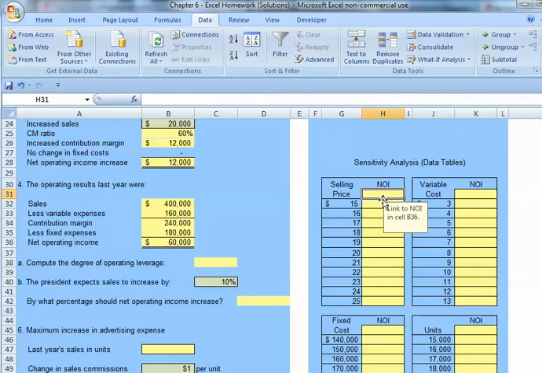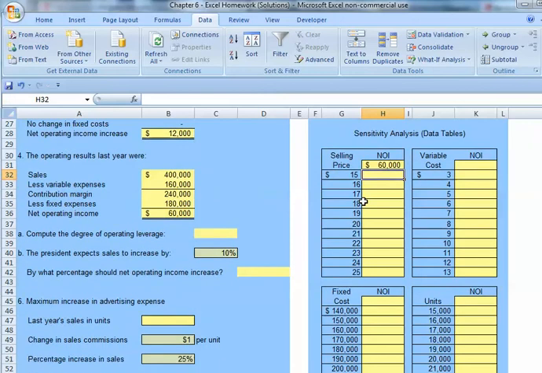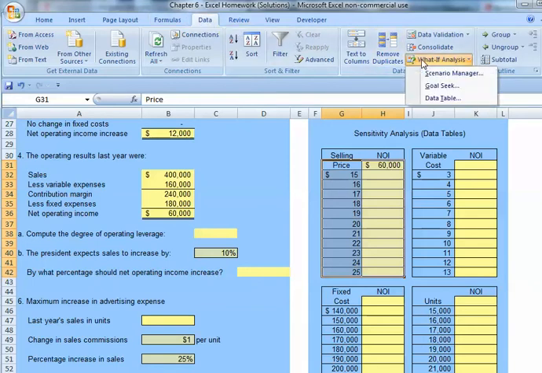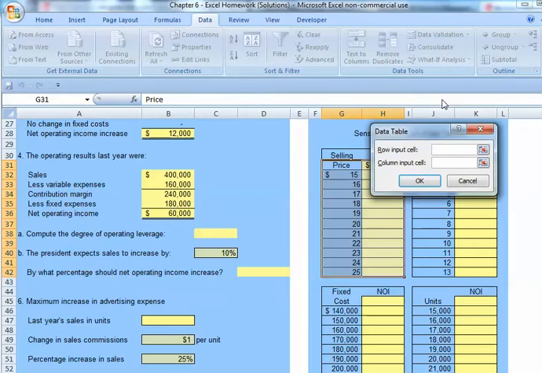At the top of our table, we need to link to the cell we're interested in, which in this case is our net operating income. Then to complete our data table, we highlight, in this case, cells G31 through H42. We include all of our data and the item we're interested in at the top. From there we go to Data on the main menu. We select What If and Data Tables.